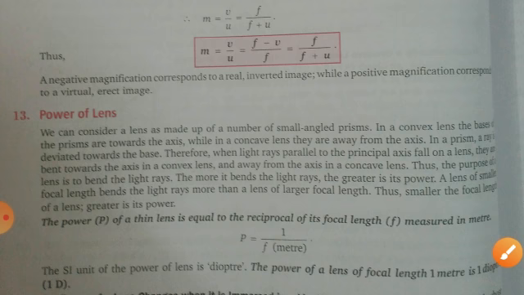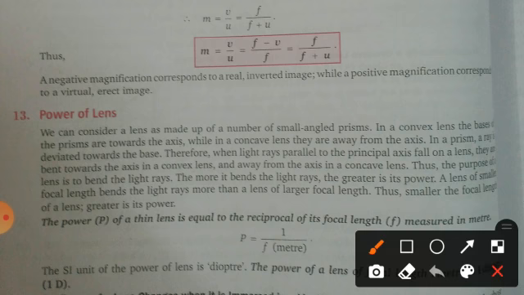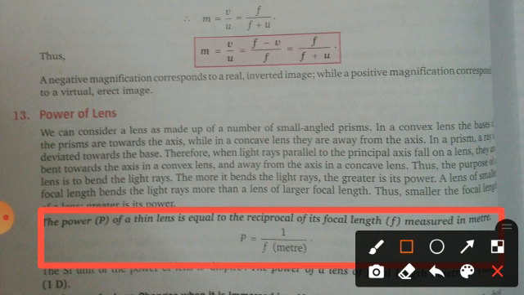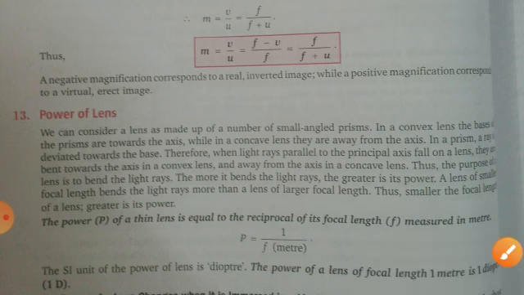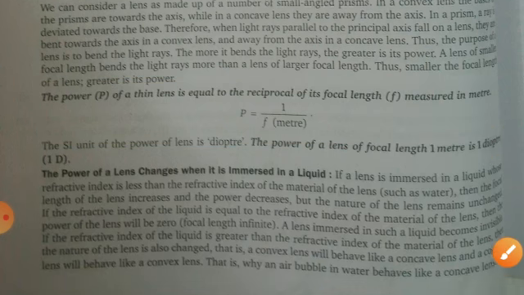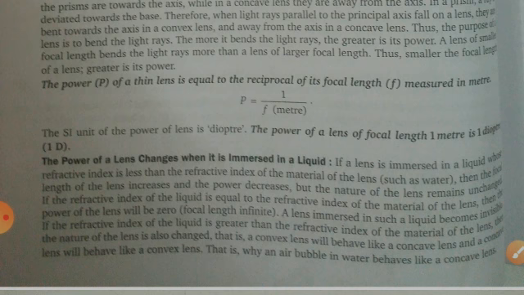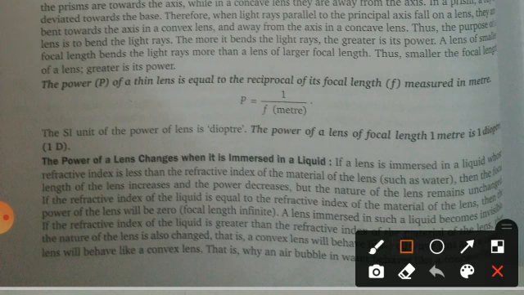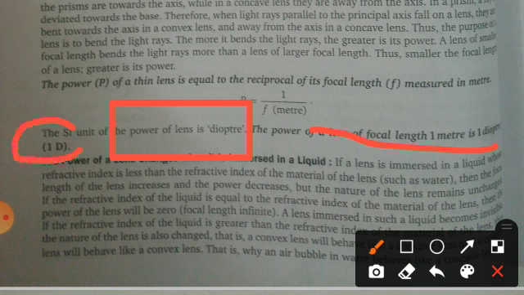You can see the relation given here. The power P of a thin lens is equal to the reciprocal of its focal length. This is the relation between the power and the focal length: P is equal to 1 upon f, where f is in meters. Now the unit of power: it is measured in diopter. The power of a lens of focal length 1 meter is 1 diopter, or you can write it as 1 D.